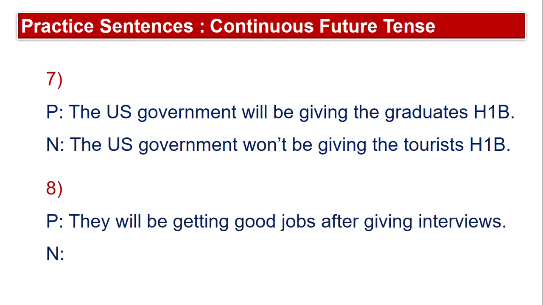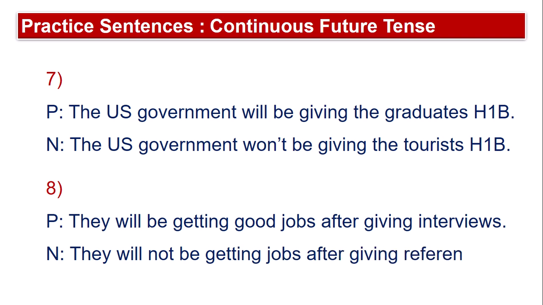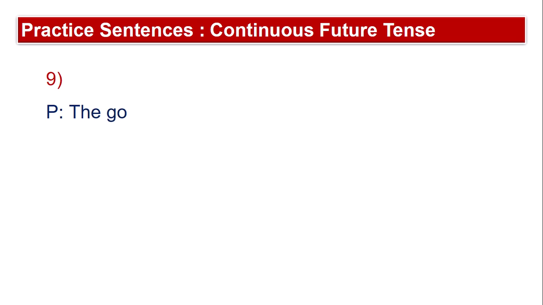Next sentence, they will be getting good jobs after giving interviews. So once you get H1B, post getting the visa or pre getting the visa, you need to get a job. So the way of getting jobs is clearing or cracking the interviews and not references. In positive and negative sentences, you must note the differences between those two sentences in all the examples.